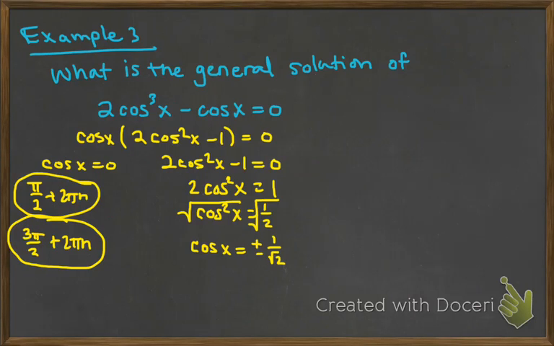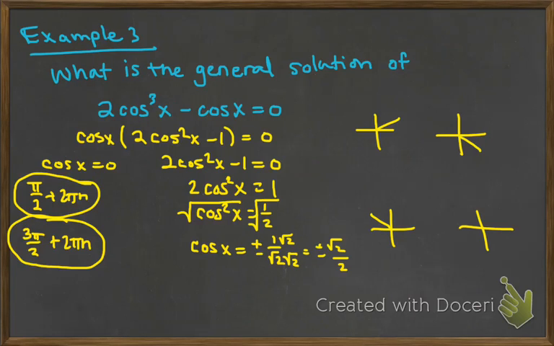But now we can't leave a square root of 2 in the denominator, so I multiply the top and the bottom by the square root of 2 and get a positive or negative square root of 2 over 2 for my answer. So now, because it is positive or negative, I've got to find all the places where cosine is positive or negative. Cosine is positive in the first and in the fourth quadrant.